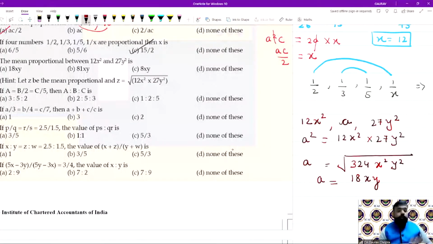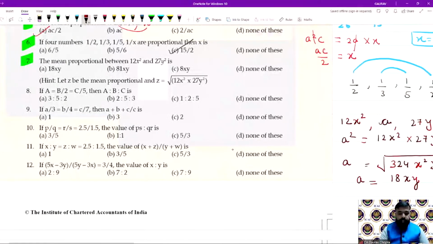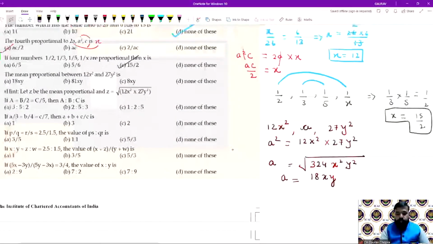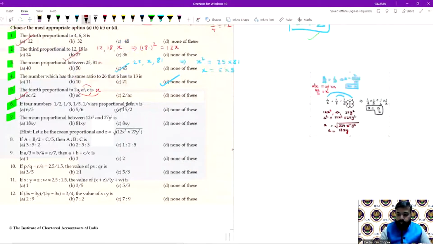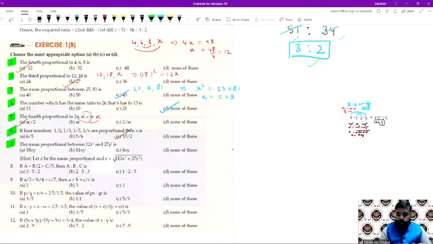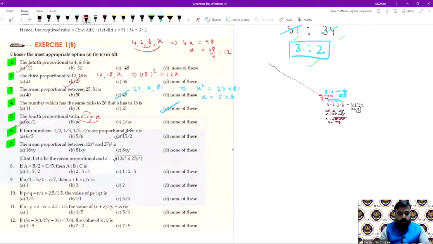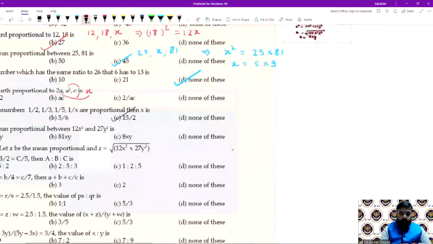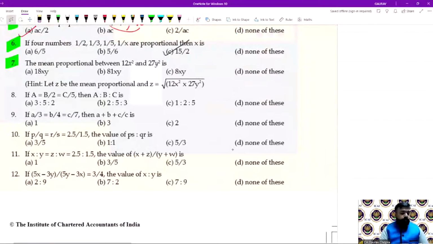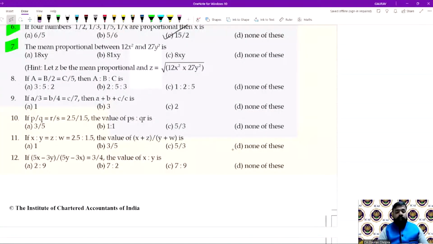Again, everybody has given the correct answers. That's great. Now try the next one. Eighth one: a is equal to b by 2 and it is equal to c by 5. Then find out the ratio between a, b, and c. So this time we have to find the ratio between a, b, and c.